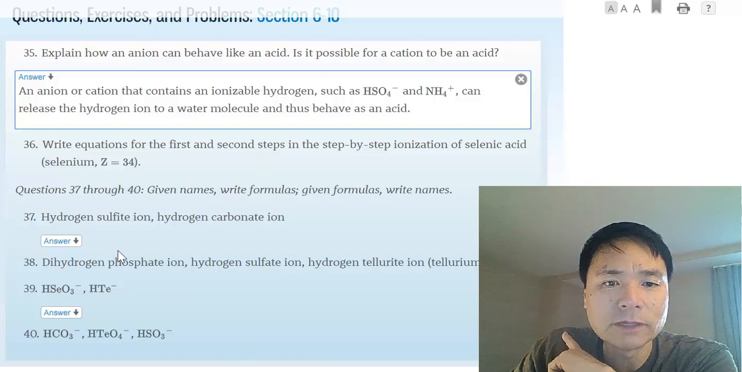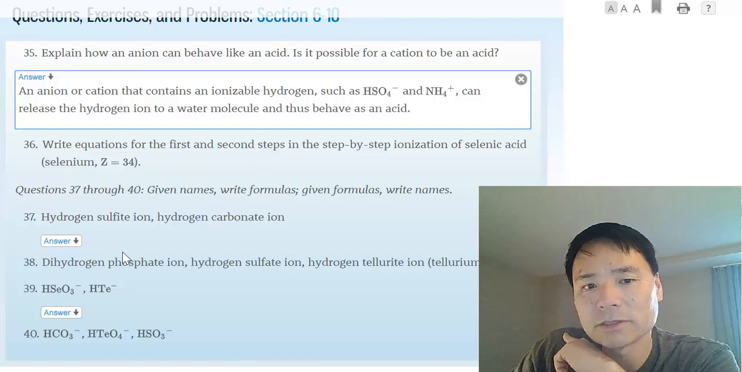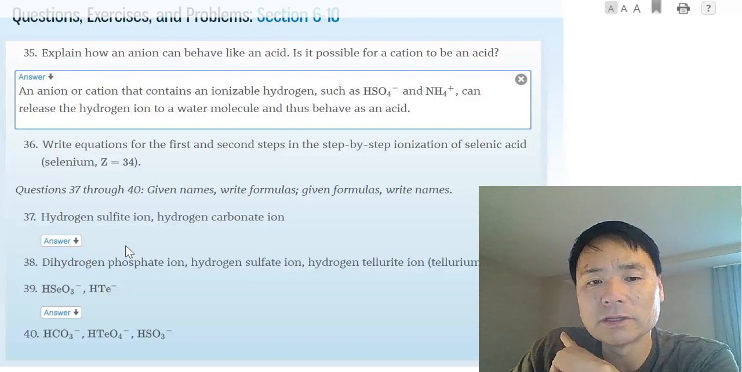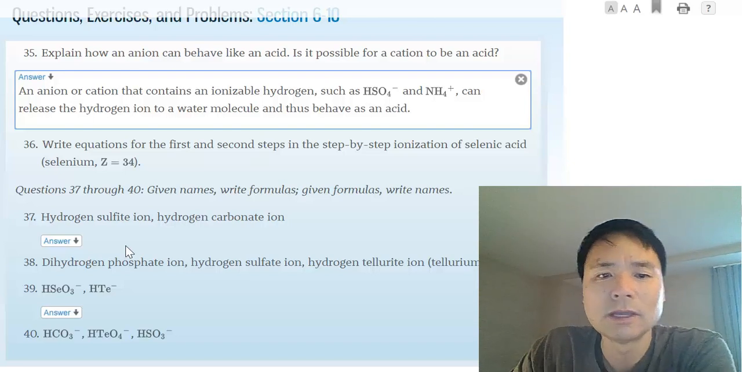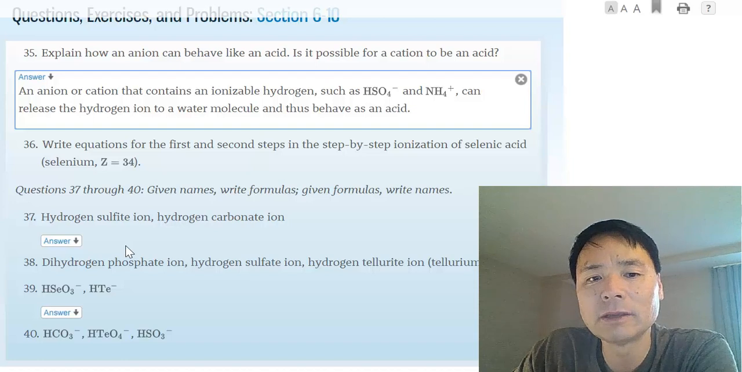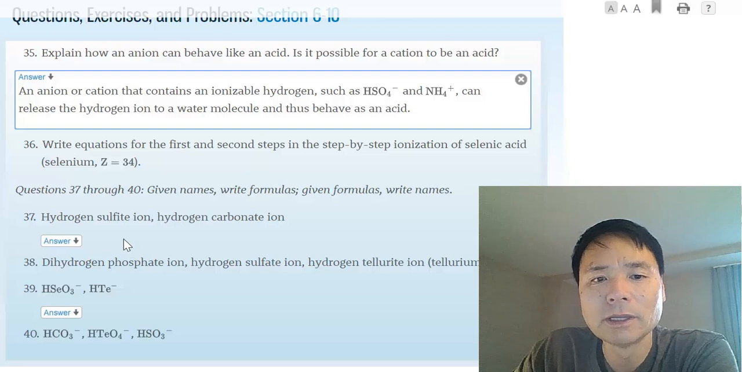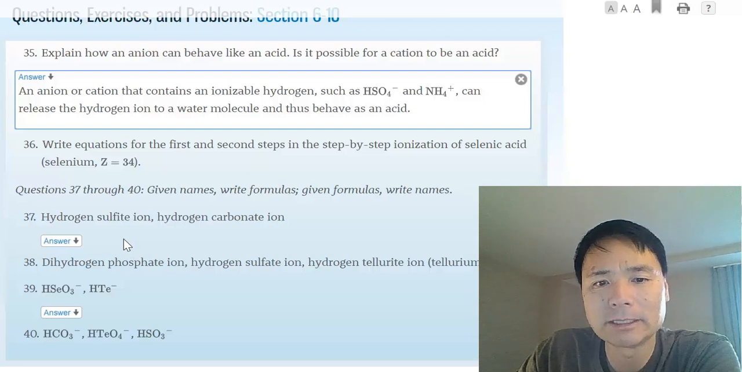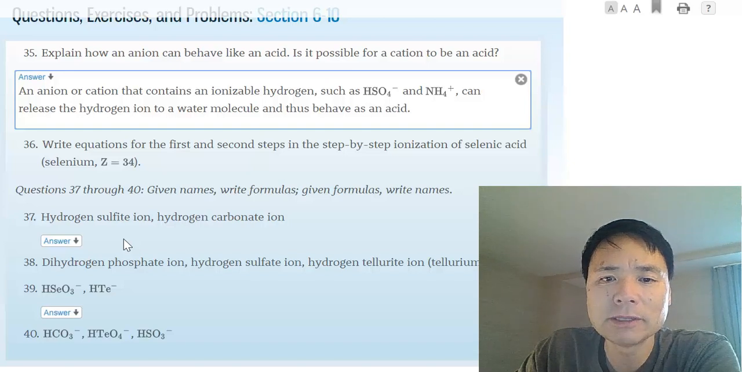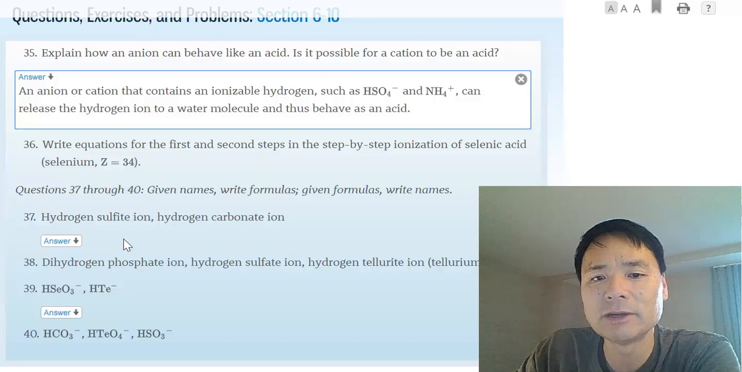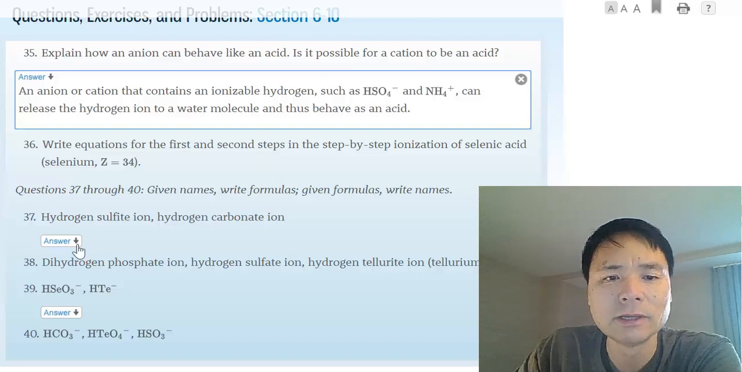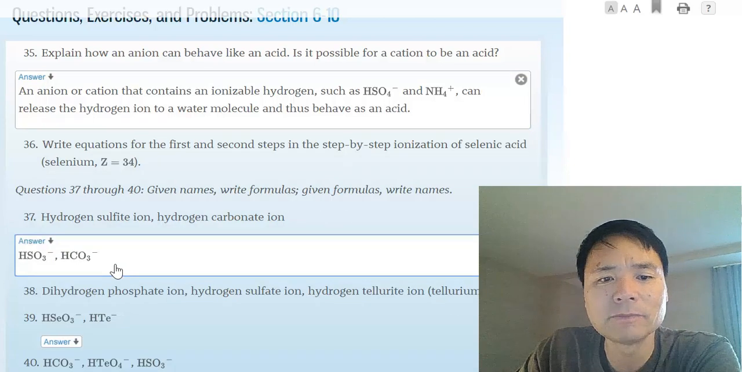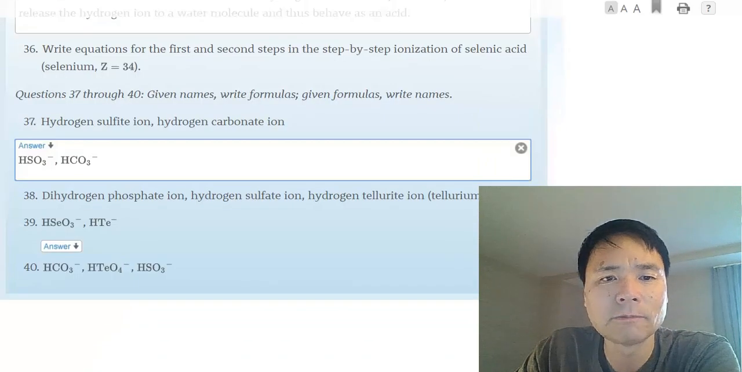Okay, let's continue on here. Hydrogen sulfite ion. We've got to look at sulfate. Sulfate is 4 oxygen, SO4 2 minus, so sulfite would be 3 oxygens, SO3 2 minus. And so hydrogen sulfite ion would be HSO3 minus 1. And then hydrogen carbonate, again, you just take carbonate, CO3 2 minus, and add an H plus. So we form HCO3 with a -1 charge because the H plus neutralizes one of the negative charges on carbonate. So that's what we have here.